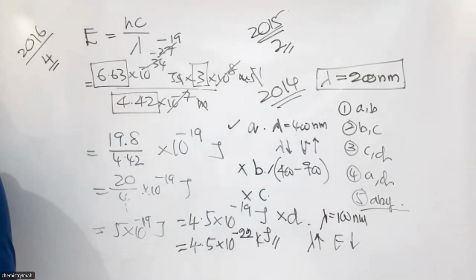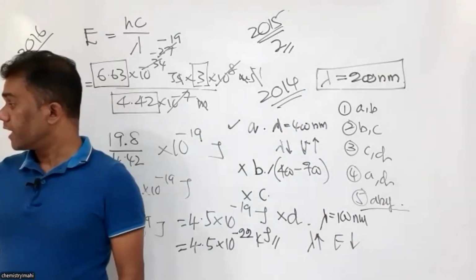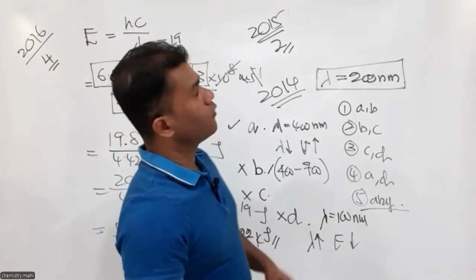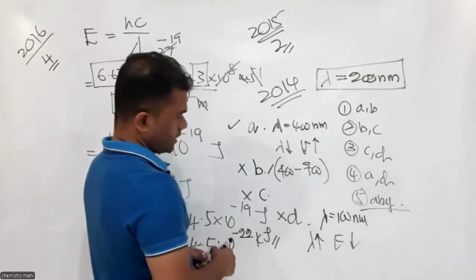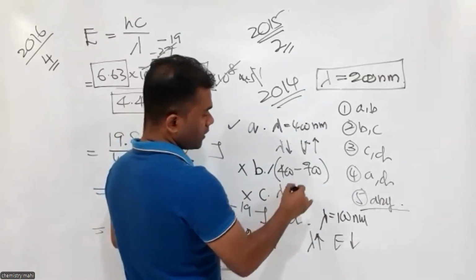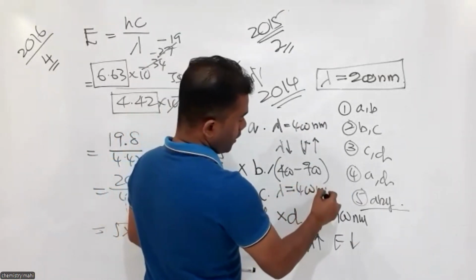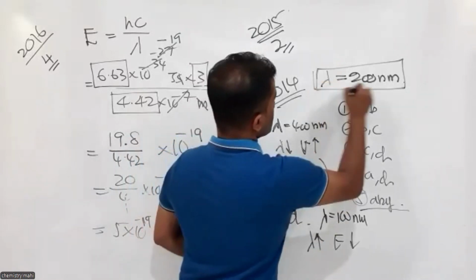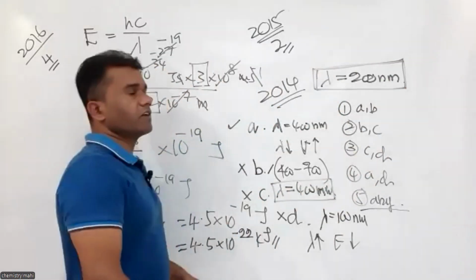Can you repeat why C is incorrect again? What was the C statement? In a vacuum, it has a higher velocity than radiation of wavelength 400. Then what I asked you to do is compare the wavelengths. What are the wavelengths you have? You have 400 nanometer and you have 200 nanometer. So the wavelengths are different.